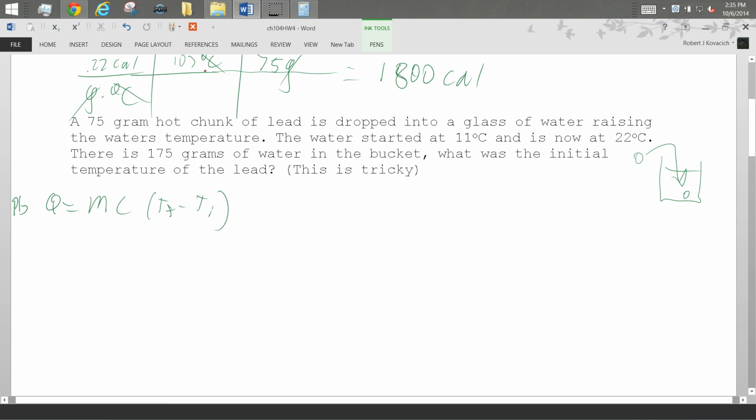All right, so in this problem, what do we know about the lead? We know this thing's mass. It was given. What else do we know? We know its final temperature because we just figured that out at 22 degrees. What else can you find out? You can go look up its specific heat, right? The specific heat of lead is just a known value.